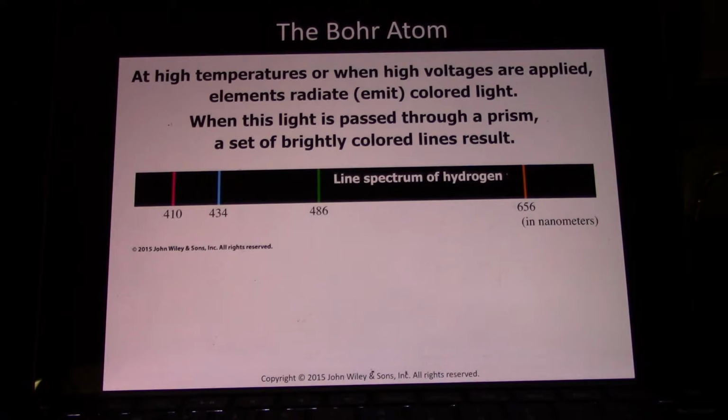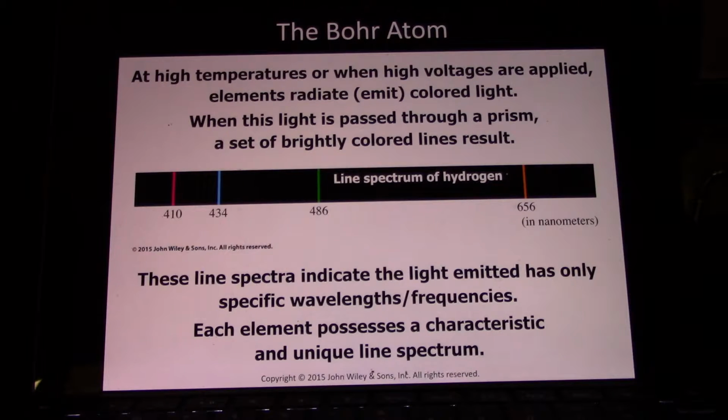At high temperatures, or when high voltages are applied, elements will emit colored light, and only at specific frequencies. So here we have the line spectrum of hydrogen, and it shows the different frequencies of light exactly that light will be emitted. And Bohr studied these, and he realized that these frequencies of light being emitted were coming from specific electron-electron transfers, electrons moving from one electronic orbital to another electronic orbital as it's moving around the nucleus.